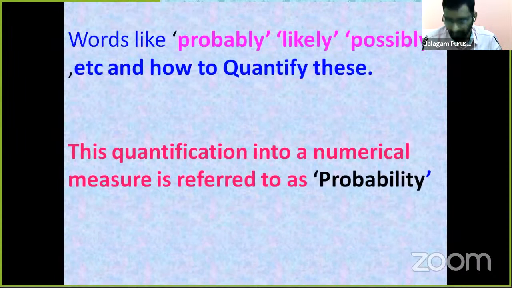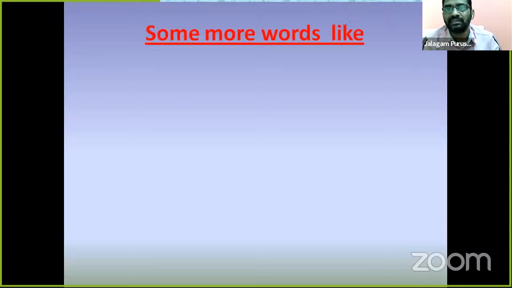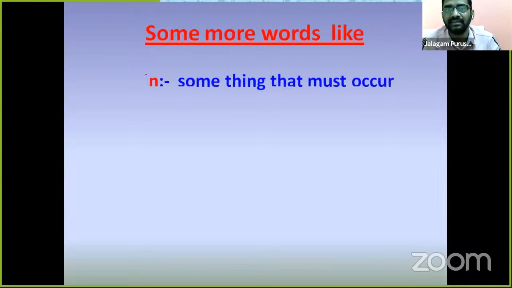Children, some other words are there, like certain. The word certain means something that must occur. Certainty. For example, Mahatma Gandhi's Jayanti. Which day? That is October 2nd. So that is certain. That is a certain example.